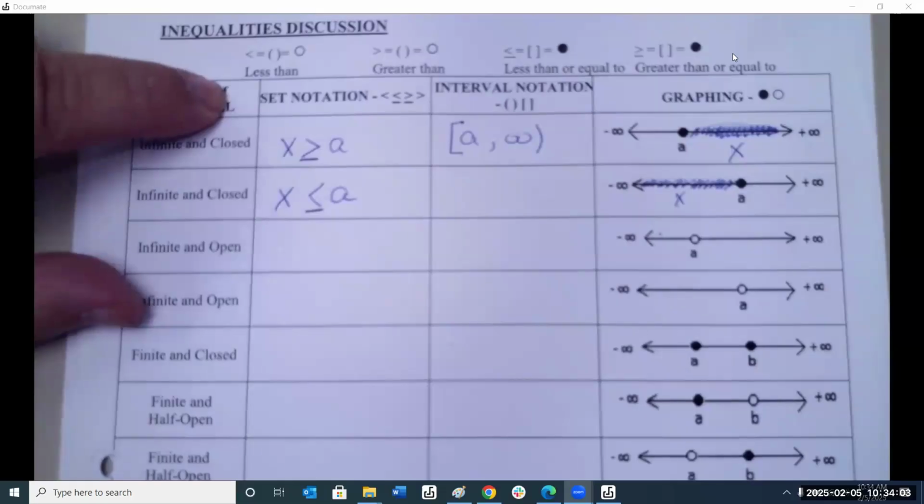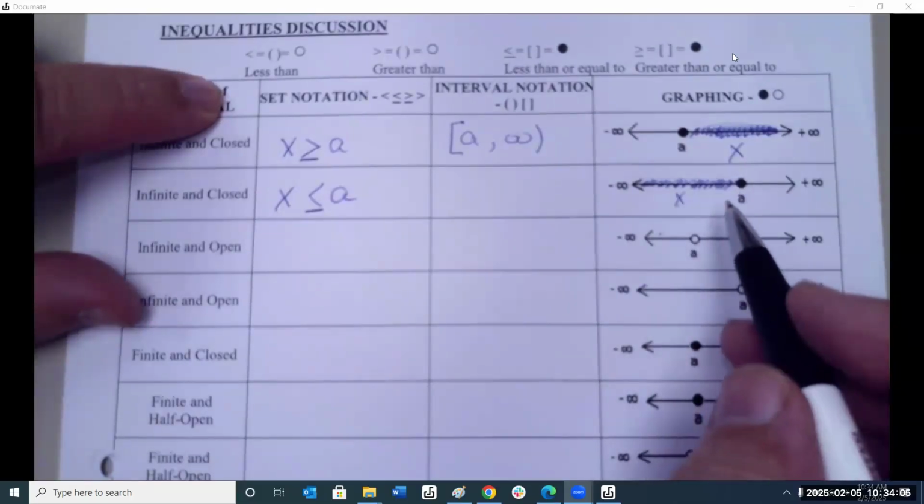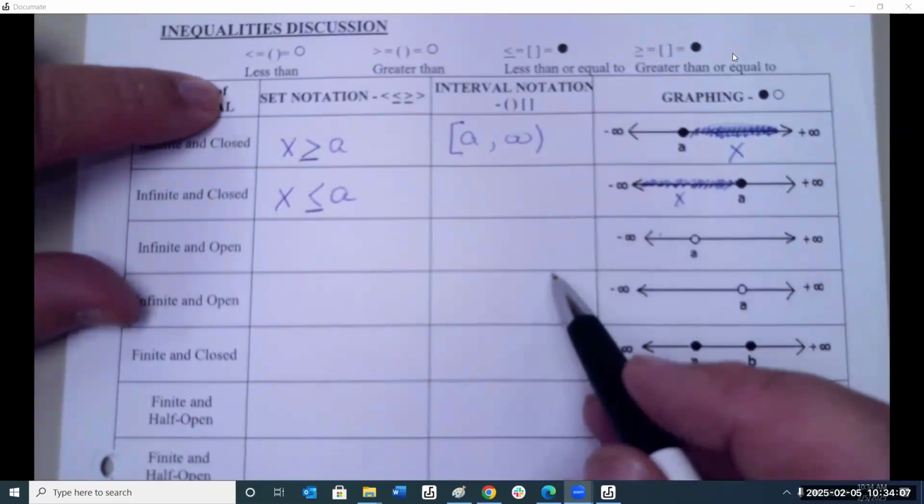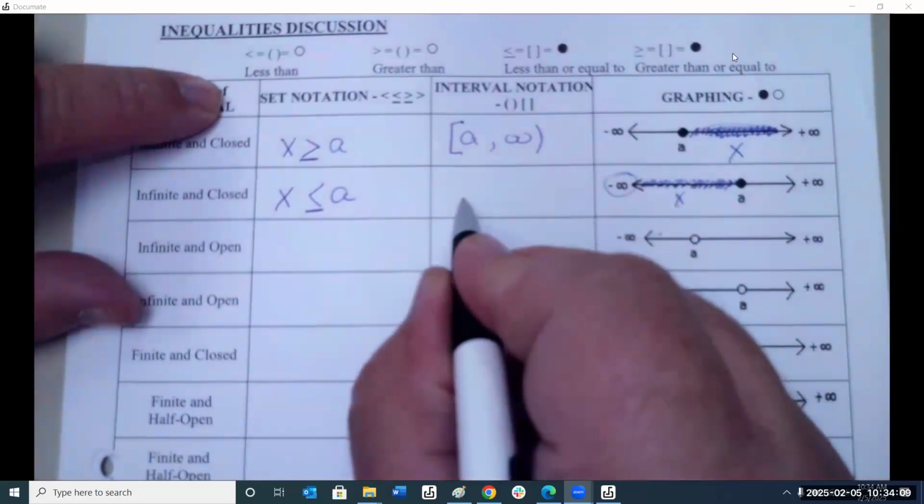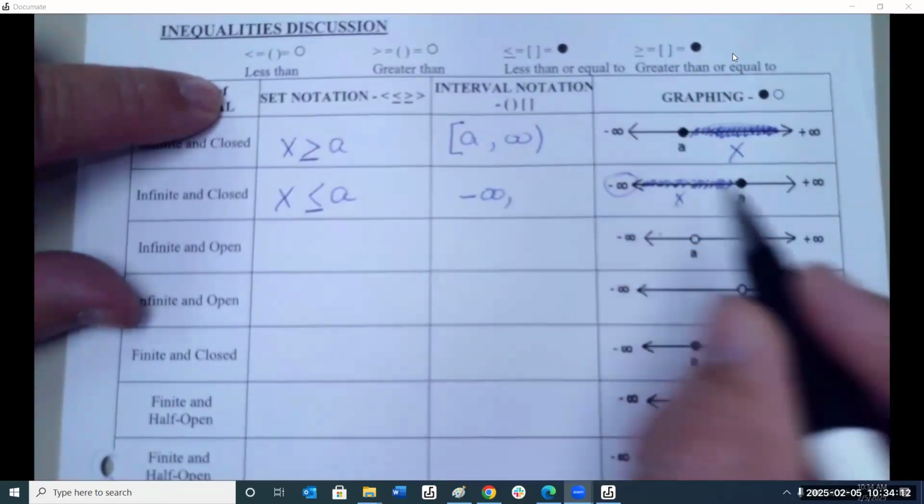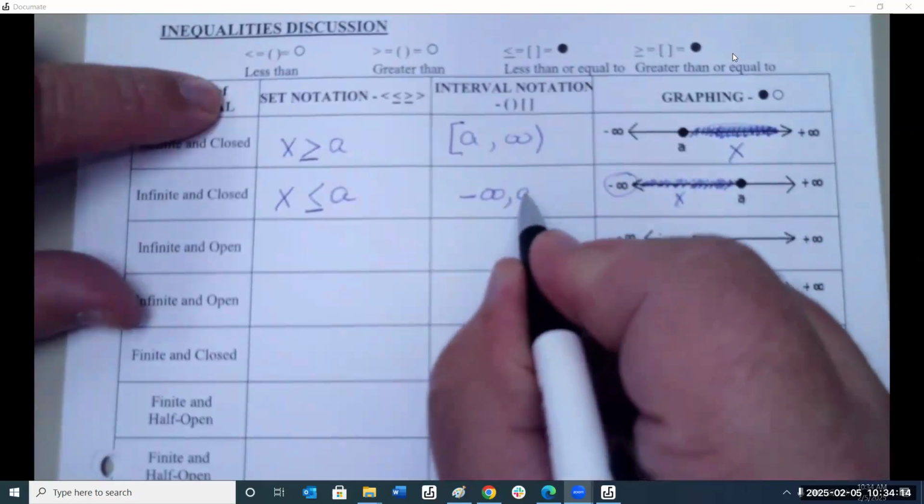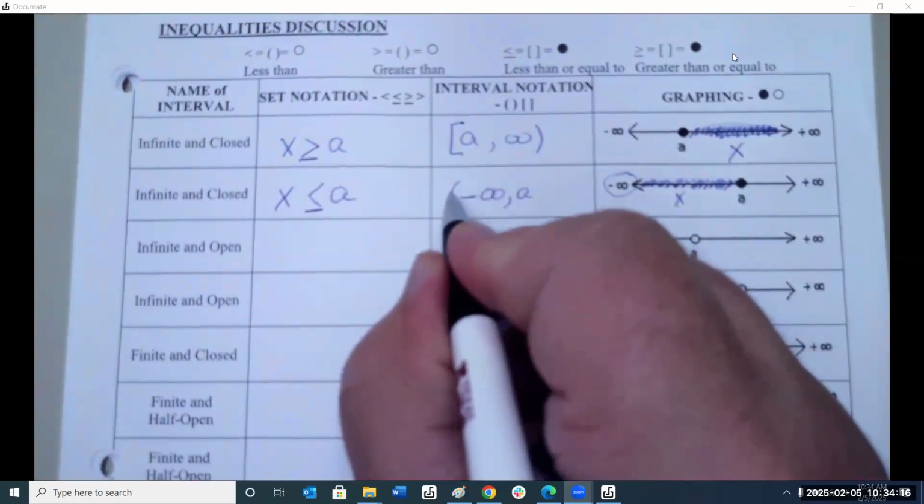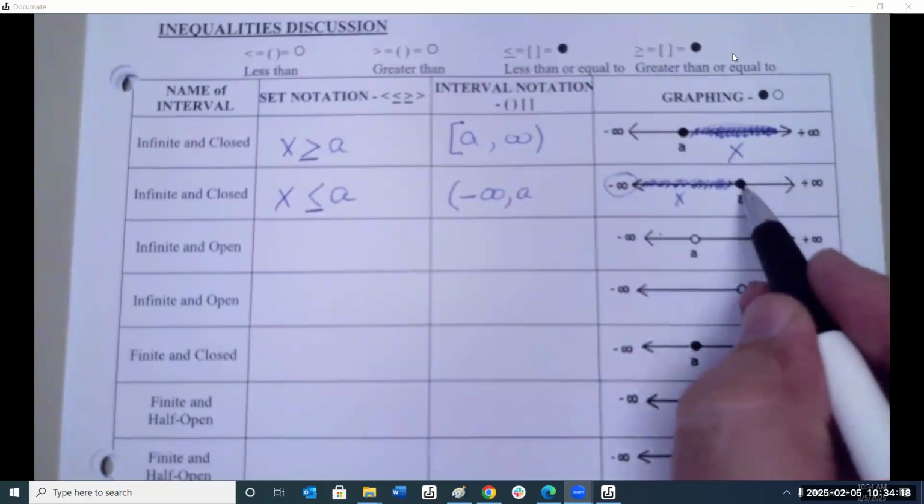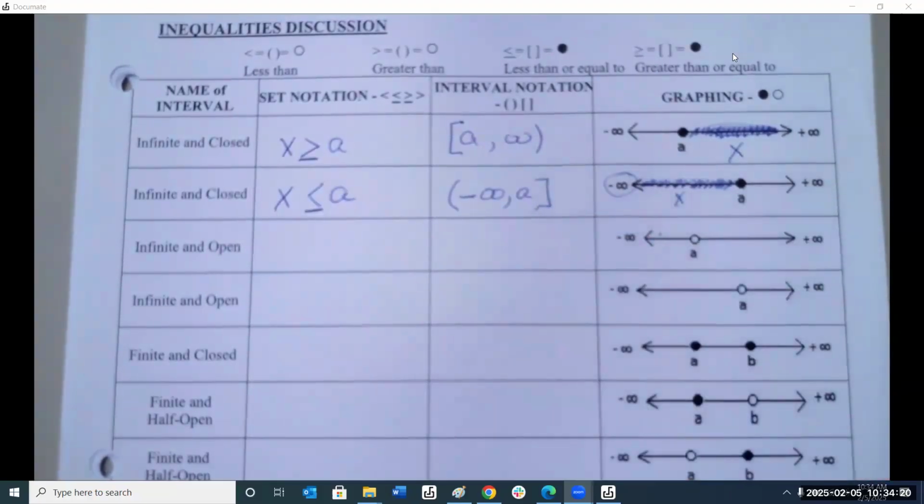That's the set notation. Interval notation, again, where is the farthest left I can go? Negative infinity, very good. And it goes all the way to A. Infinities are always parentheses. That's solid, so it's a bracket.